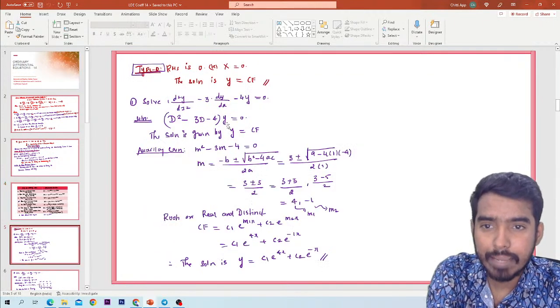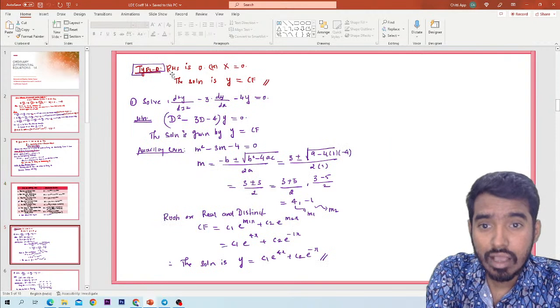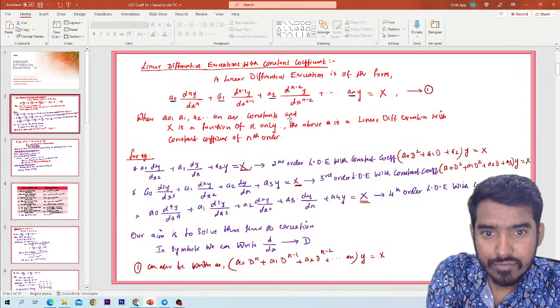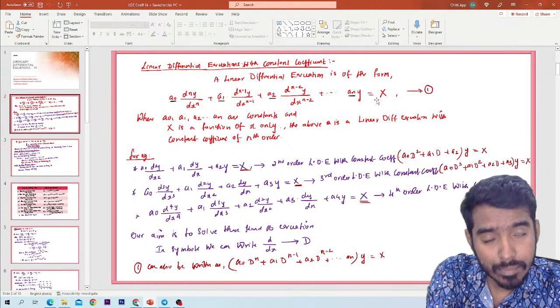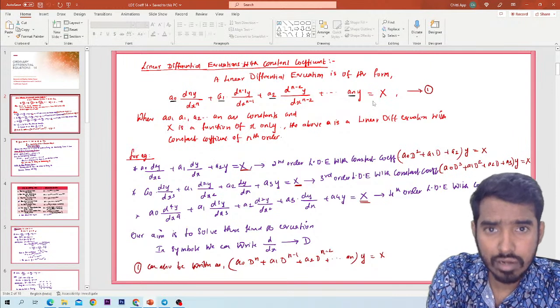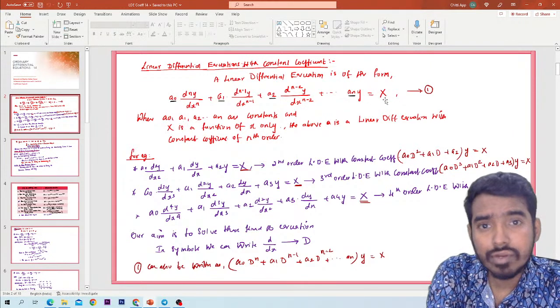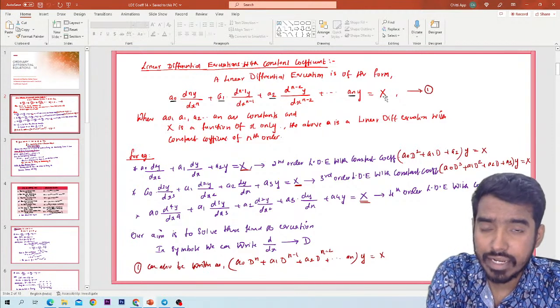Then we move on to type 0, where the RHS is 0. What I have said is that the method of finding the complementary function is the same for all, whatever X may be. Now, depending upon the values of this X, we need to find the particular integral.